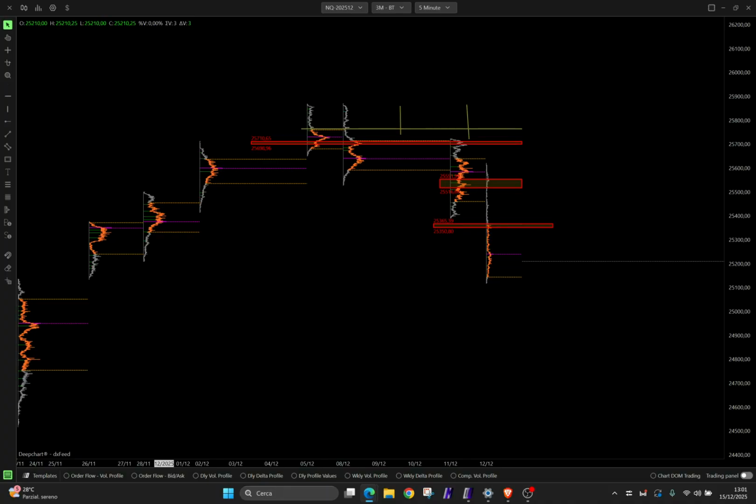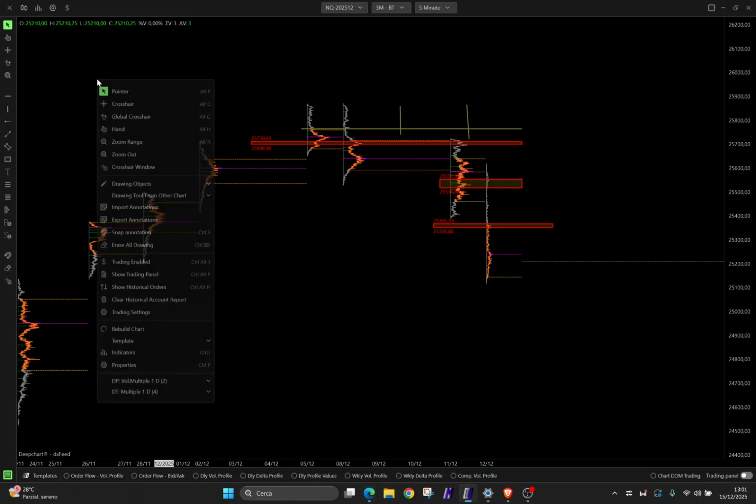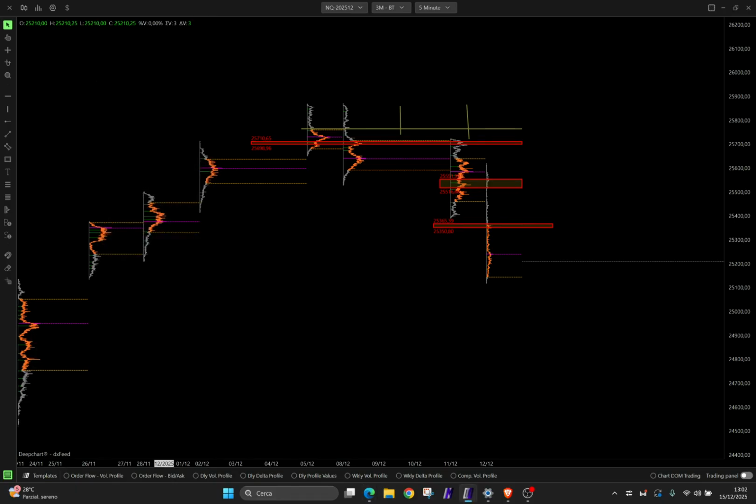How do you set the profile to only cache session? It's really easy, guys. You just apply the template. Cache session profile, you don't need to go through settings. You just do template, okay? Here, cache session profile, and you have it.